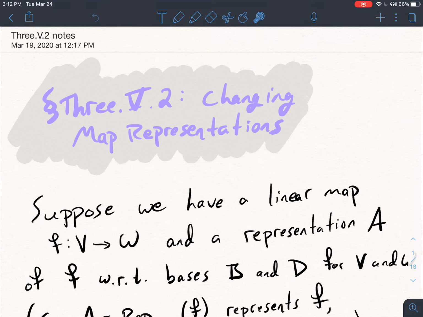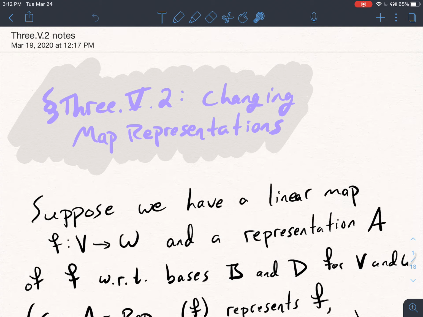whereas previously we learned how to represent a general linear map f from V to W, how to represent that with a matrix with respect to some pair of bases for the domain and codomain. So today we're going to be using change of basis matrices to take a representation of a linear map with respect to a pair of bases and get a new representation for that linear map with respect to a different pair of bases. So here's what I mean by that.